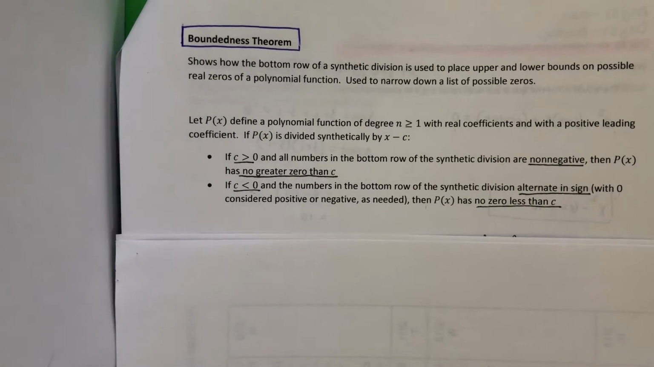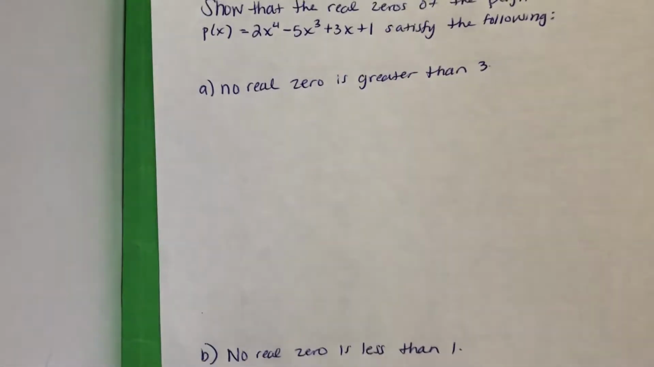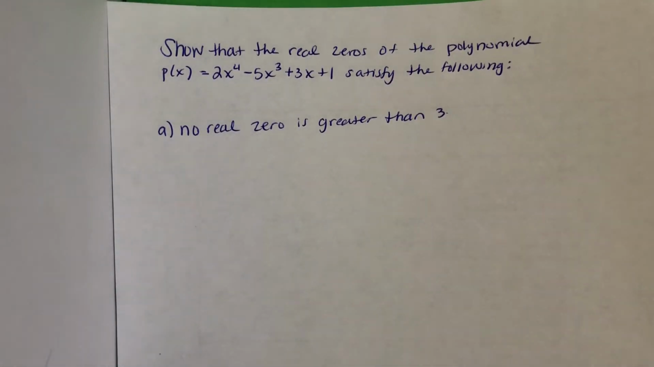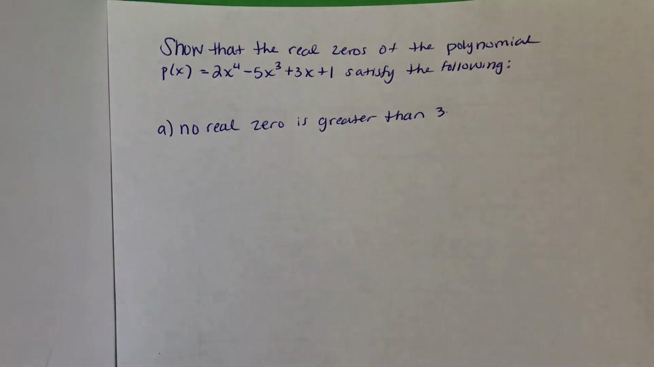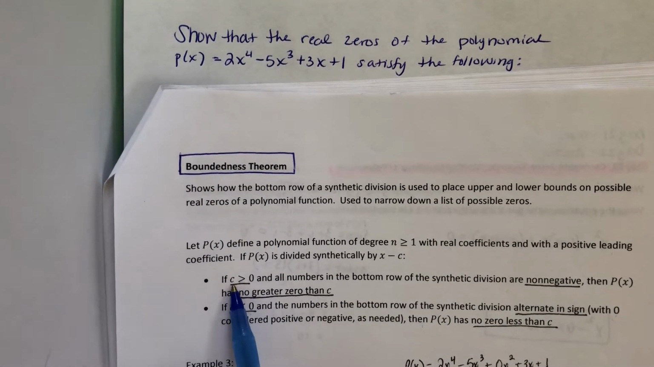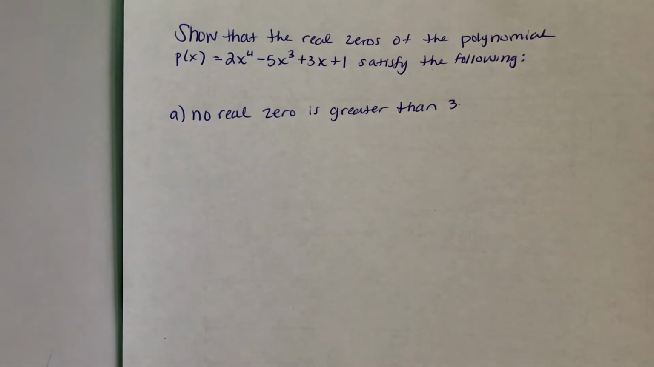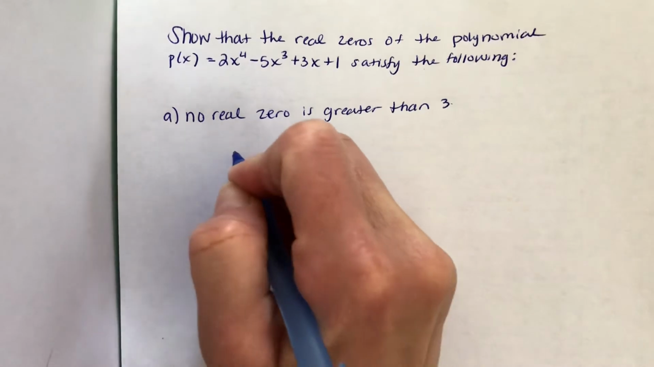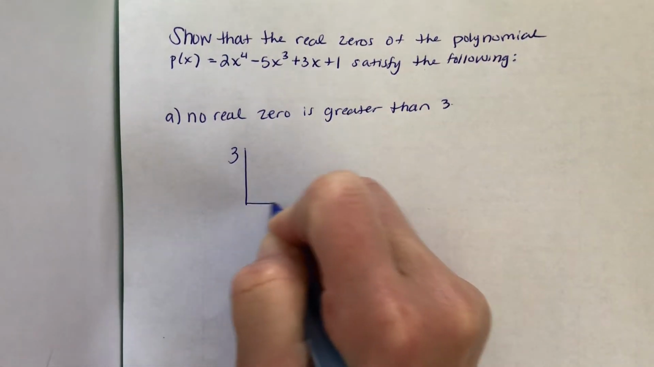So let's go ahead and see this in action. So we're going to show that the real zeros of the polynomial p of x satisfy the following conditions. So we want to show that there's no real zero greater than 3. So in that instance, our c would be greater than 0. So we're following the first bullet in this note packet here. So that would mean our c value is 3. That's what we're using out here in the long division.